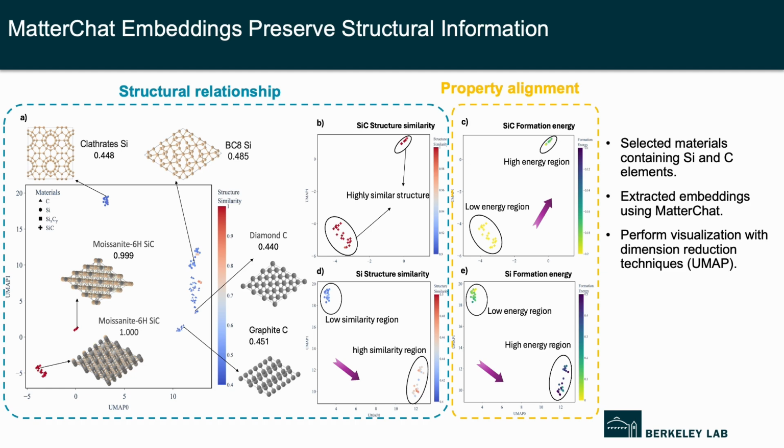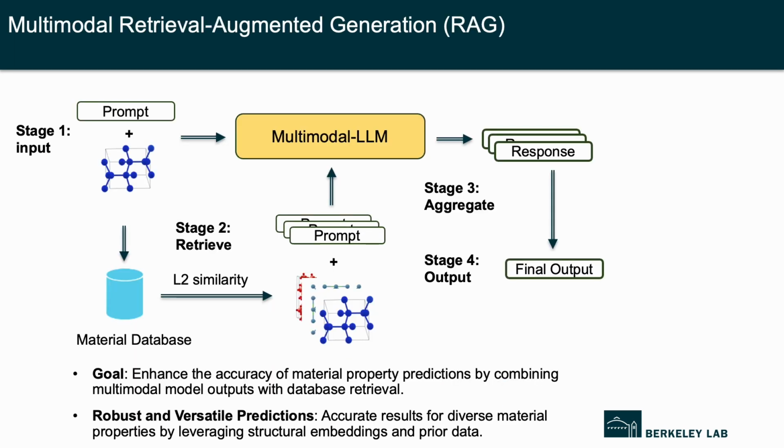As you can see, the visualization shows clear clustering, not just for different chemical compositions, but for the same compositions with different crystalline structures. And the right panel shows there is also clear clustering based on the energy distribution, where the samples have clear distribution in the low energy region and high energy region. So this finding supports us to incorporate the multimodal RAG during our inference to further enhance the model's performance.